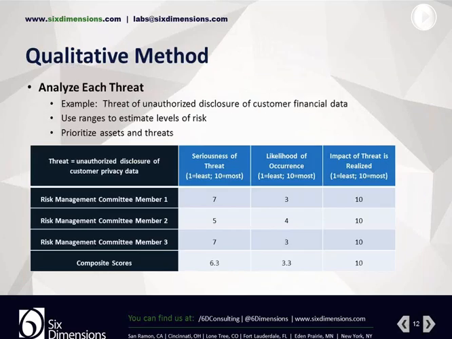The qualitative method. Let's take a look at the same threat. We have the threat of unauthorized disclosure of customer financial data. Well, we can measure the seriousness of the threat, and we'll do that on a scale of 1 to 10. You can use different scales if you'd like. There's no set scale or range that you can use, but it probably is best to determine exactly how many assets you have in your organization and how many threats are posed to a particular organization, and that will help you in determining how wide of a range you need. But for small organizations, 1 to 10 is going to be fine.